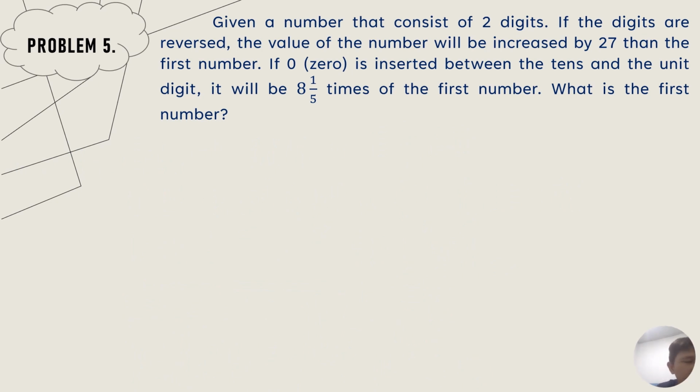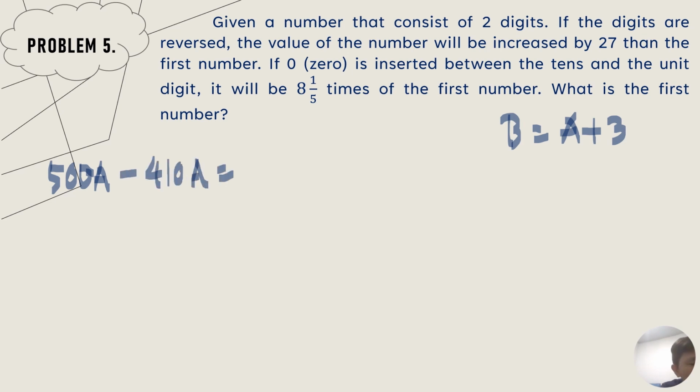Before we continue, from the previous slide, we have B. We're going to write it like this. B equals A plus 3. This is from the previous slide. And before we have 500A minus 810A equals, if I'm not mistaken, 81B minus 5B. So here we have 90A equals 36B.